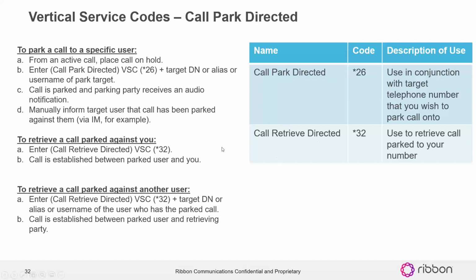To retrieve the call, it's star 32 plus the DN. If a call was parked to your number, so in other words, if I was parking a call to Sarah and it was just to Sarah's number, then she could do just a star 32 and have that call retrieved to her. But if you do a parking lot, then it's the star 32 plus the DN that you want to retrieve the call from.